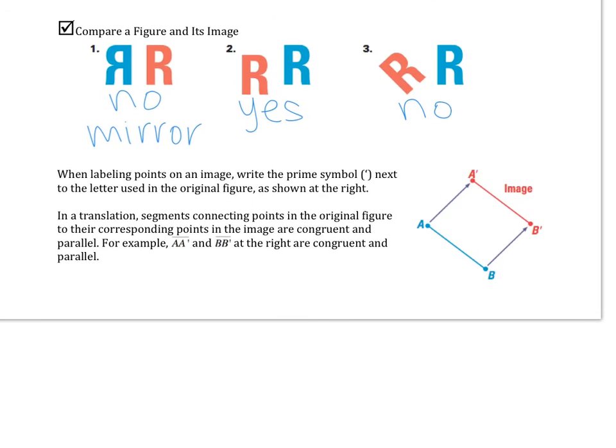Okay? When we label points on an image, we use that little prime symbol or a little apostrophe next to the letter to show that it is the translated point from the original image or original figure. So in a translation, segments connecting points in the original figure to their corresponding points are congruent. So those segment lengths, for example, A to A prime length would be the same as B to B prime. They would be congruent and they would be parallel.